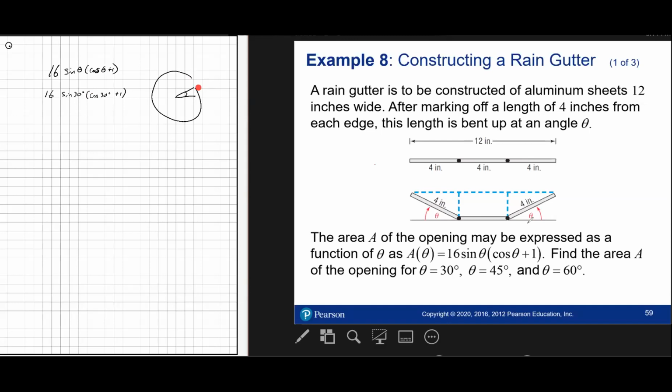All right, the coordinates for that point are the square root of 3 over 2, 1/2. So the sine is the y value, so that's going to be 16 times 1/2. And then inside here, it's going to be square root of 3 over 2 plus 1. All right. So I'm going to go ahead and multiply this out and say it's 8, and we have the square root of 3 over 2 plus 2 over 2.